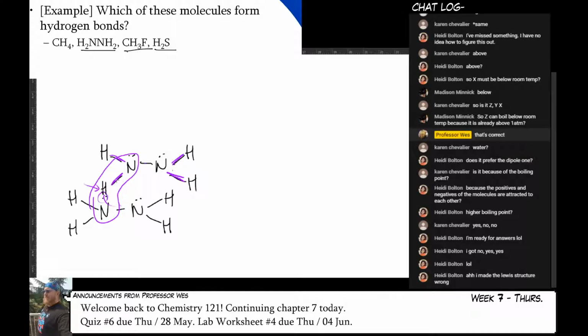So ideally, it should be in a straight line, and this would straighten out to make it linear. But I can't really do that without drawing the whole thing over again. So this one definitely does hydrogen bond.